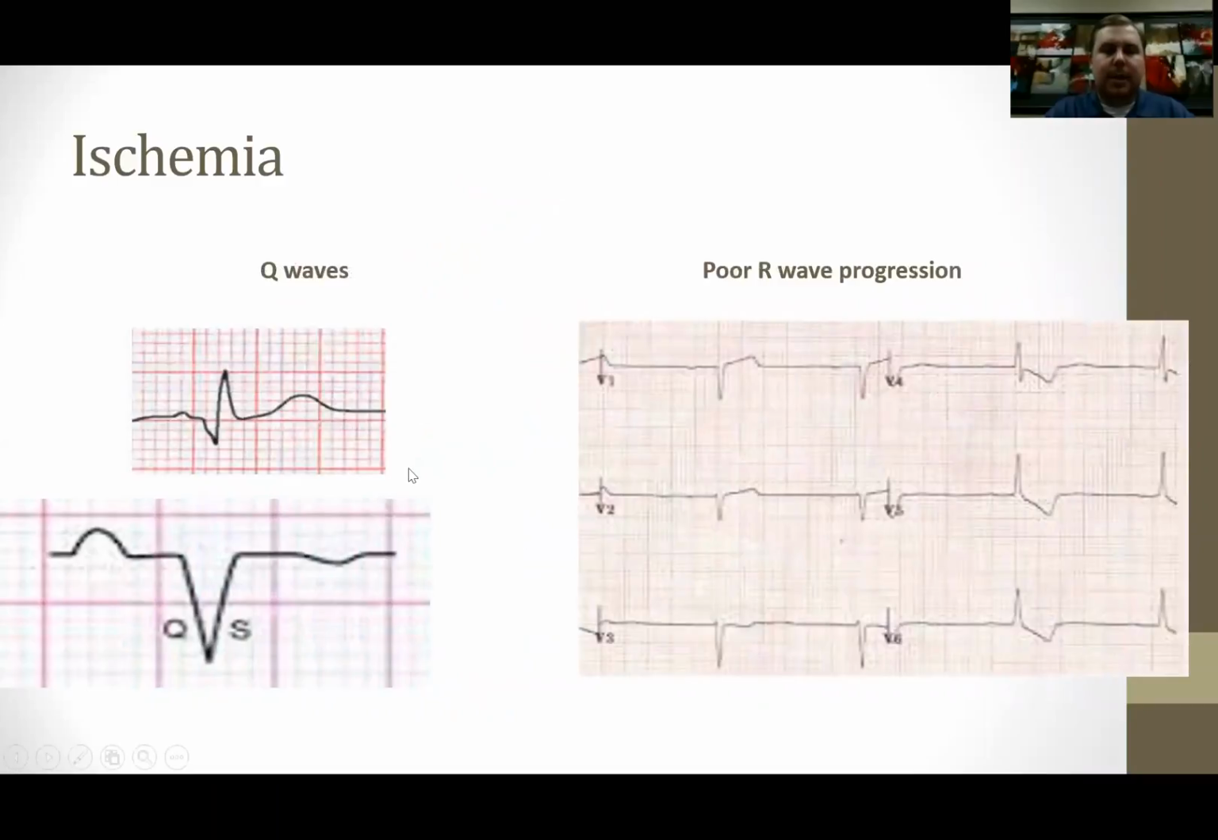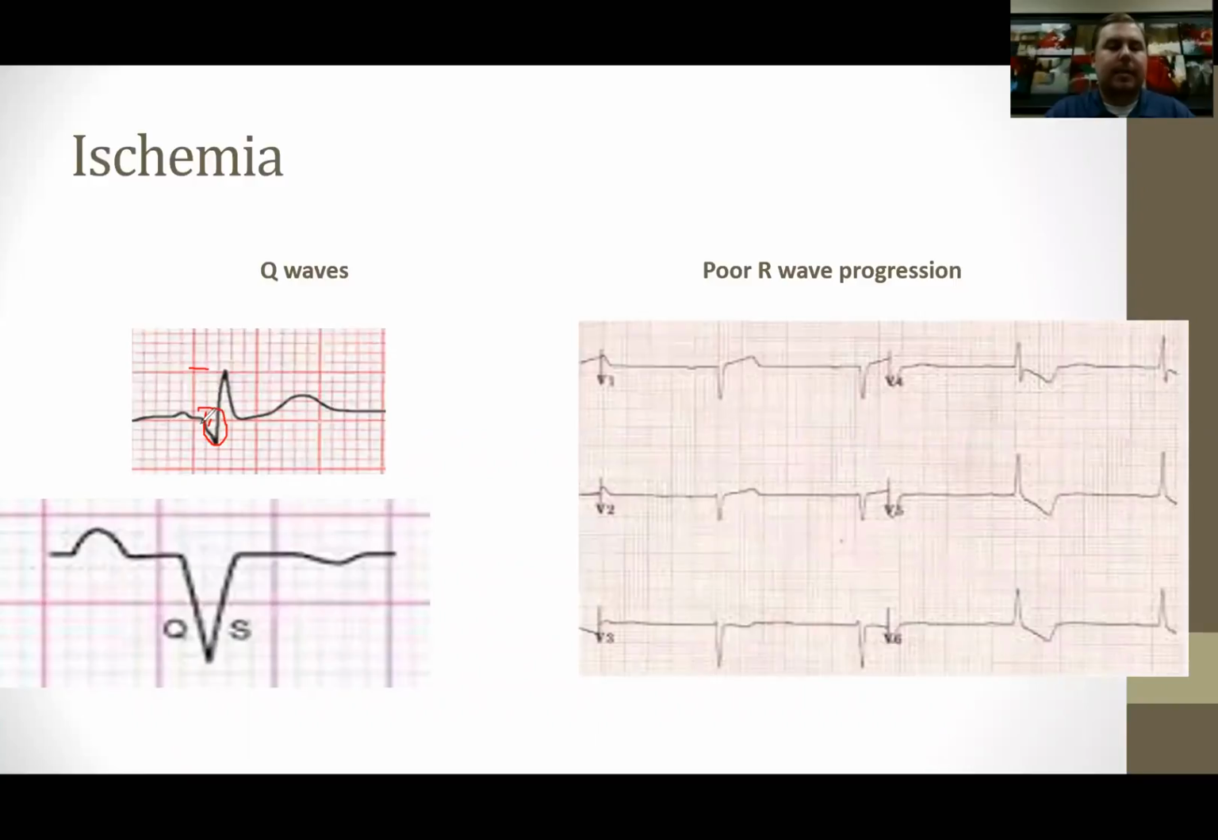Some stuff of a little bit lesser importance, after you look for ST deviation and T-wave inversions, we're going to look for Q waves. A pathological Q wave is going to be one that's bigger than one little box in width. So in this first example, this is about one box wide, so this is a pathological Q wave.